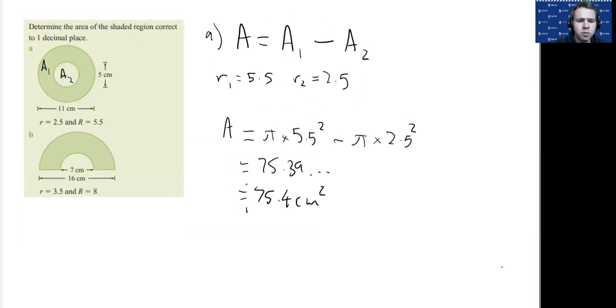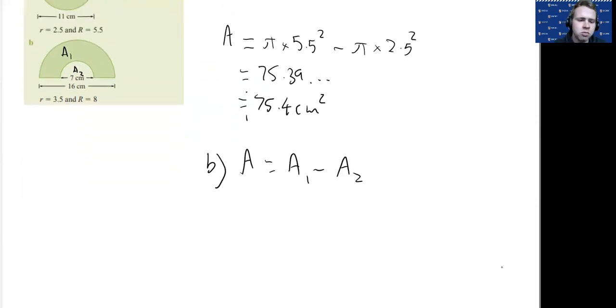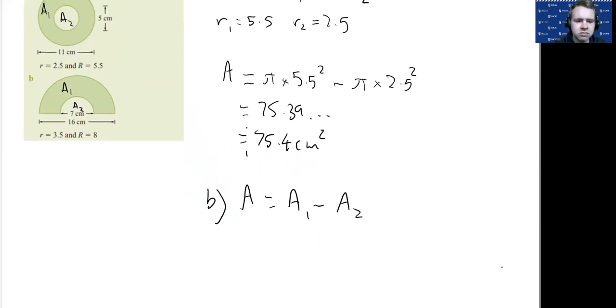Now for part B, again, we have a larger semicircle, and then we're taking out a smaller semicircle. So area is going to be A1 minus A2. Make sure you set that up at the start. Don't just skip that step. You've got to decide whether we're adding areas or taking them away, and then it makes the rest of it really simple. We're given these radii: the larger circle radius is 8, and the smaller radius is 3.5.